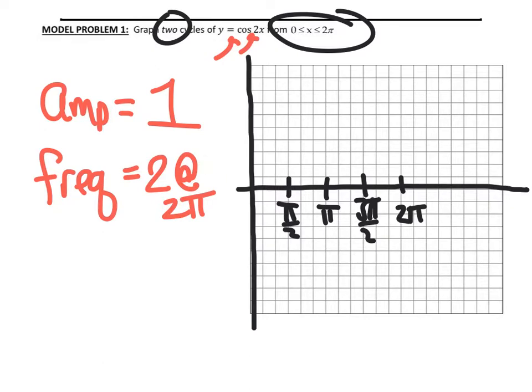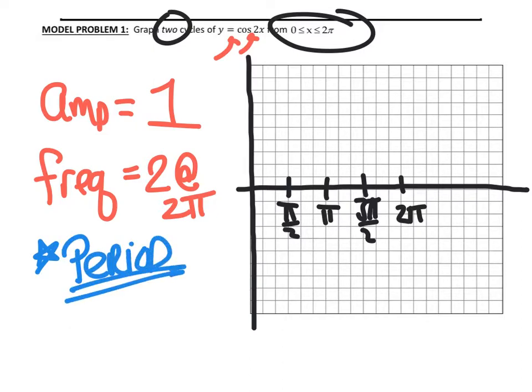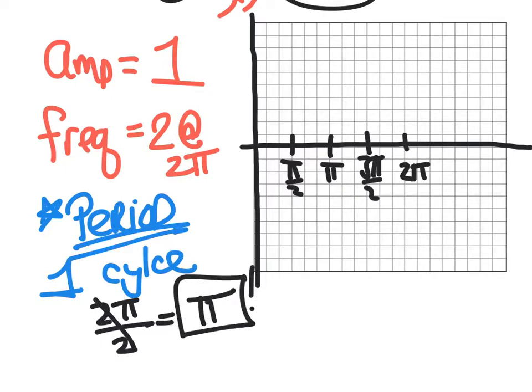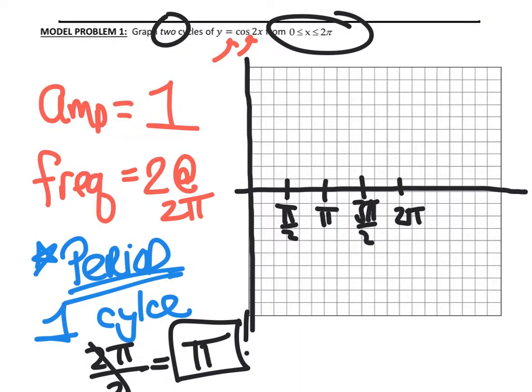Now to me, the most important thing when graphing is the period. Okay, so let's get period written out. The period is how long it takes to complete one cycle. So there's a formula for period, and we all know it's 2 pi over the frequency. So in this case, my frequency was 2, which tells me that the first cycle should be completed at pi. So how does that help you graph? Well, I think it's a no-brainer. You have to draw the first cycle at pi.